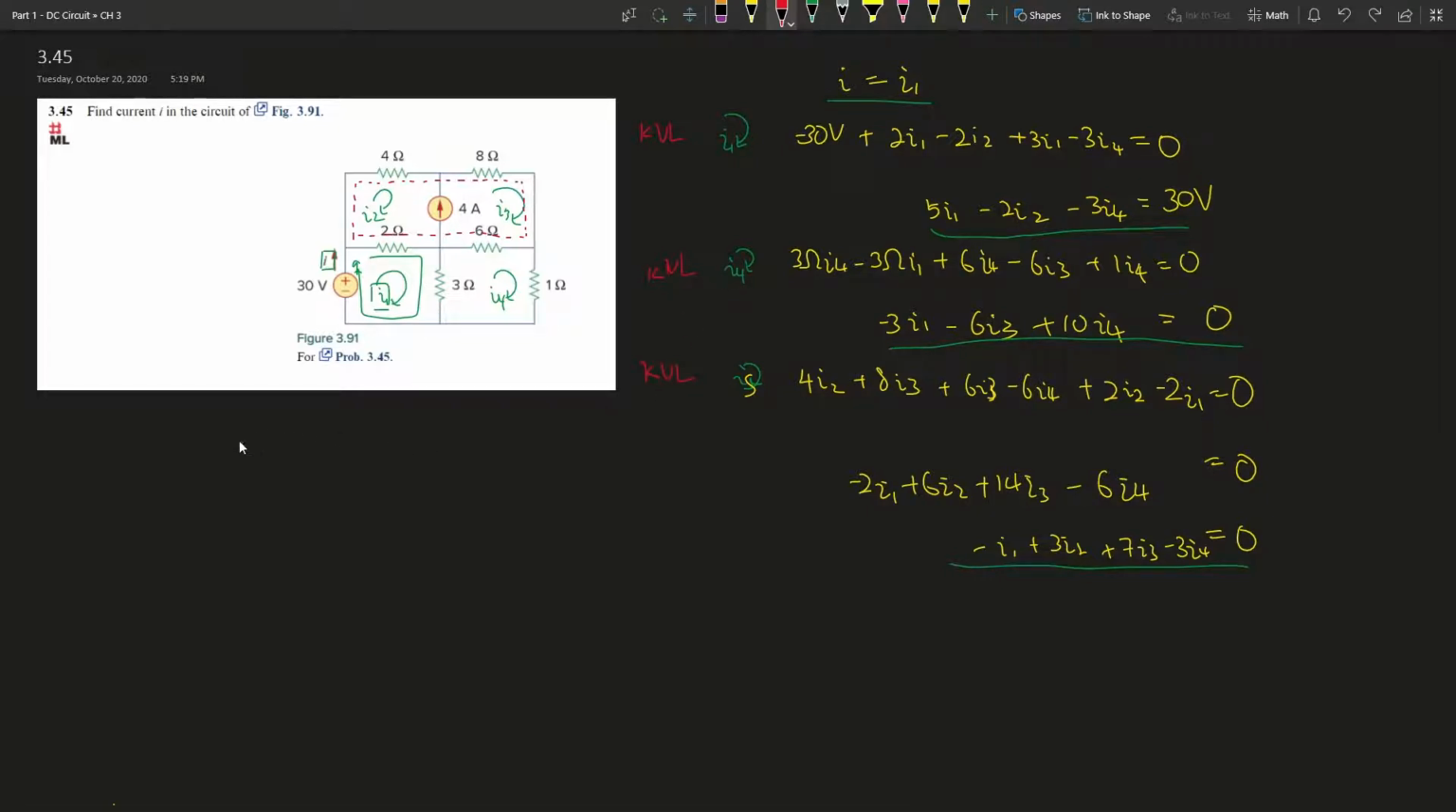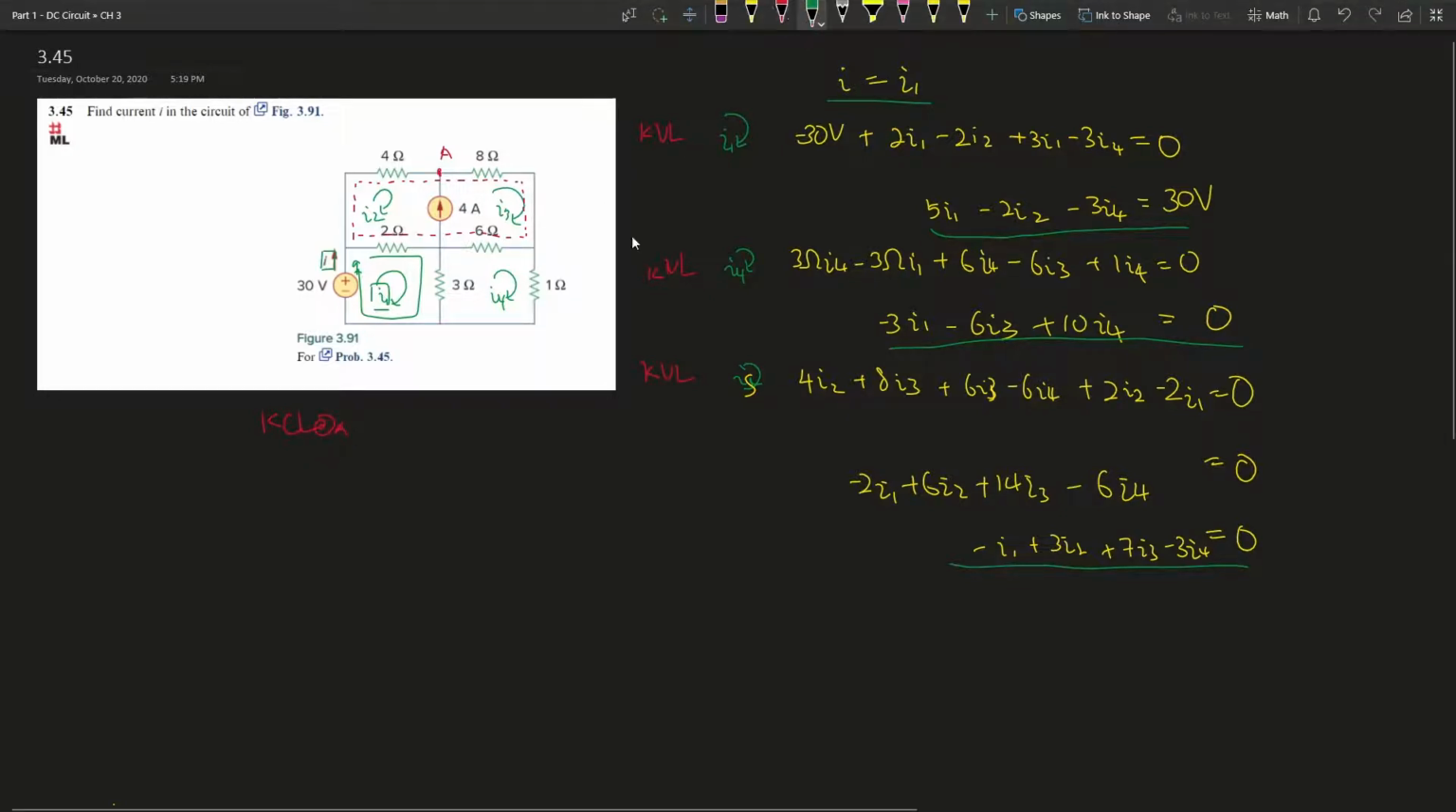Right now we have to use another very powerful tool, which is Kirchhoff's current law, and we apply it mainly at supermeshes and where there is a current source, right? So we're going to apply it at this one over here. We call it node A. So Kirchhoff's current law at node A.